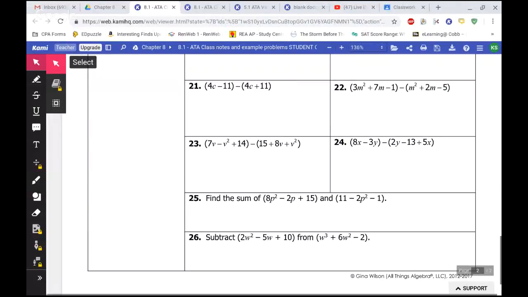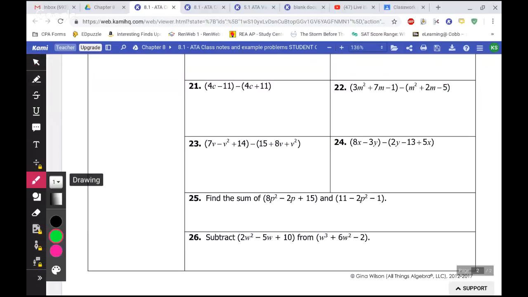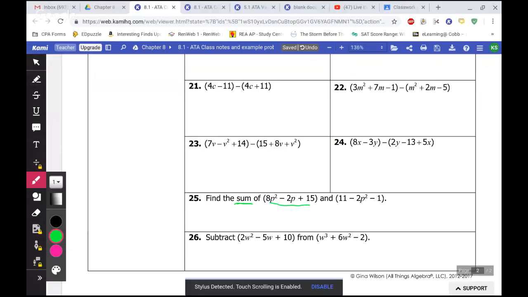All right, so for 25 and 26, basically these are just the words of what we've been doing. So you're going to find the sum, which means to add, of 8p squared minus 2p plus 15 and 11 minus 2p squared minus 1. So first, I want to make sure that everything's in standard form.